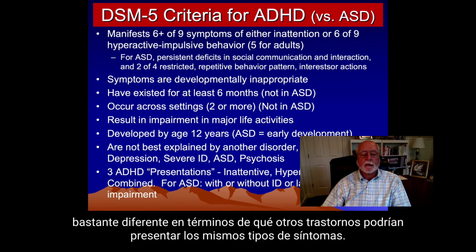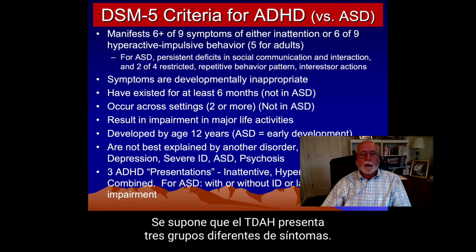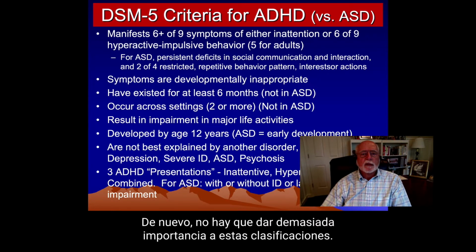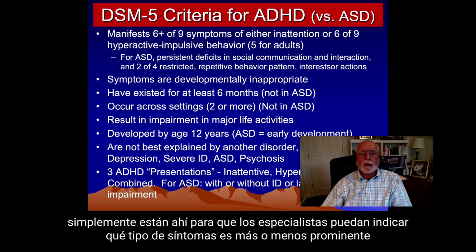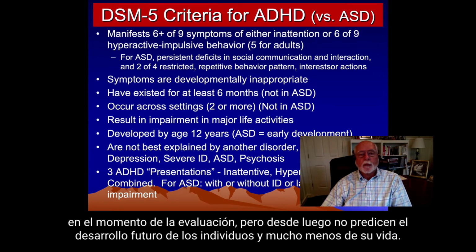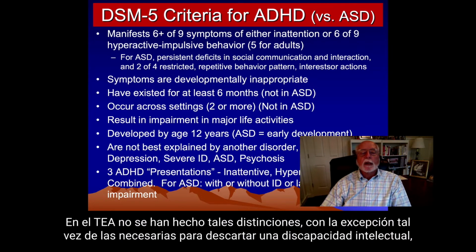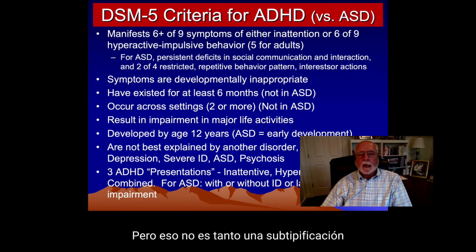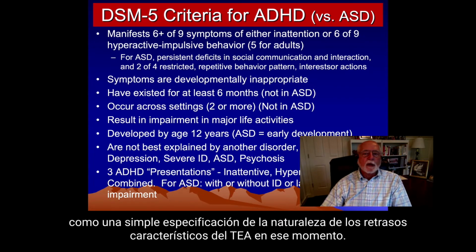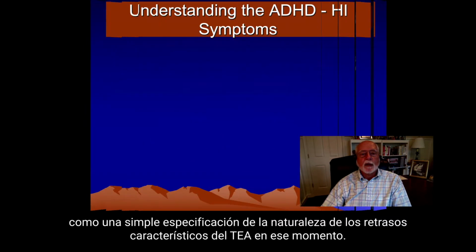Now, ADHD says that there are three different presentations of symptoms. Again, don't put too much stock into these presentations. They don't signal any qualitative differences. They're simply there so that clinicians can indicate which dimension of symptoms might be more or less prominent at the time of the evaluation. But they certainly don't predict that that's going to be the ongoing presentation for the rest of the individual's development, much less their life. And there are no such distinctions made in ASD, perhaps with the exception of ruling in or out intellectual disability or ASD with or without a serious language disorder. But that's really not so much subtyping as simply specifying the current nature of the delays characteristic of ASD.